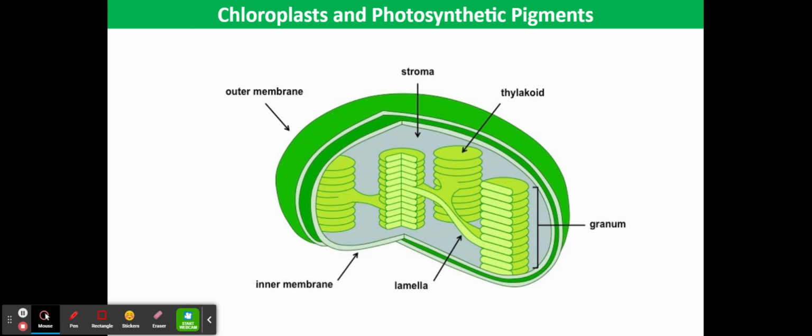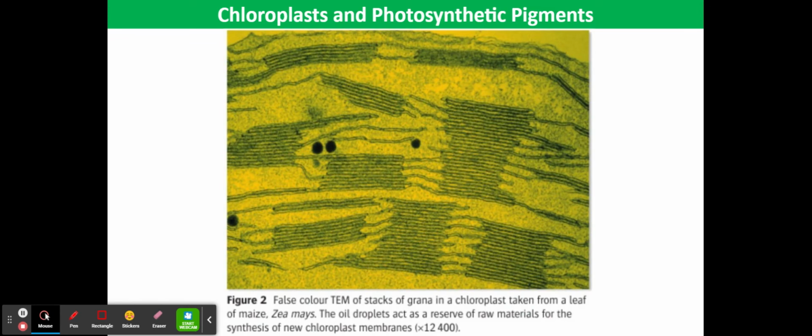There are two distinct regions visible on electron micrographs inside a chloroplast: the fluid-filled matrix called the stroma, as well as the grana that consist of stacks of thylakoid membranes. We're going to first of all focus on the grana. The first stage of photosynthesis, which is the light-dependent stage, takes place in the grana.